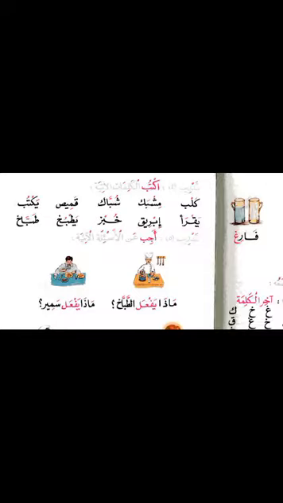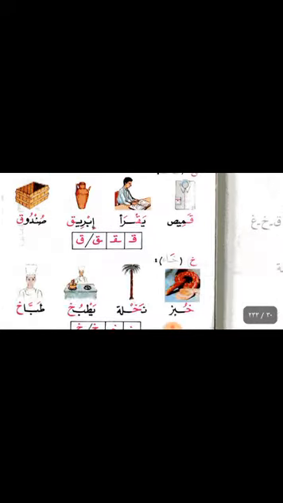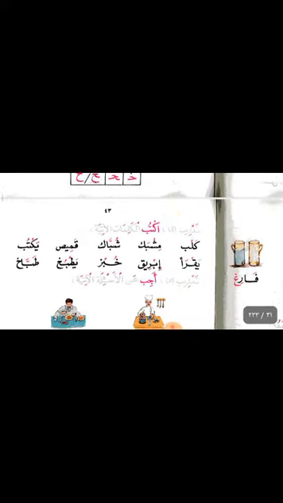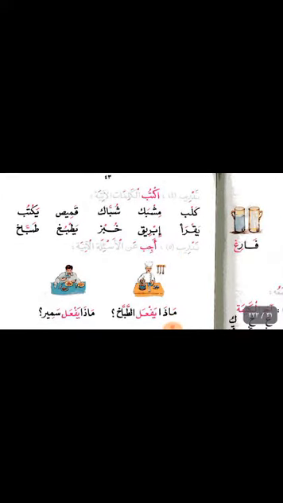كلب, a dog. مشباك, مشباكين, مشبك. What's مشبك? Window? Oh, sorry, clip. Mishbak means clip. Shubakun, clips. Shubak means window. Oh, window. Yes.